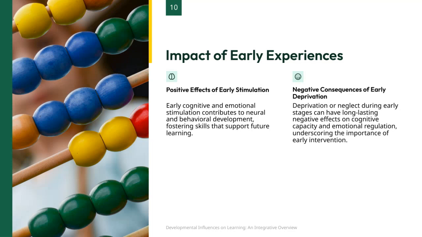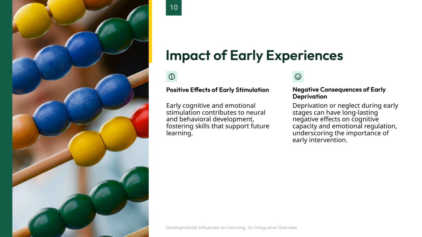When we look at the impact of early experiences, it's clear that the kind of stimulation children receive plays a crucial role in their development. Positive early stimulation, both cognitive and emotional, really helps shape the brain's growth and behavior. This kind of nurturing supports the development of important skills that children will rely on as they continue to learn and grow. On the other hand, when children face deprivation or neglect in these early stages, the consequences can be quite serious. It can impair their cognitive abilities and make it harder for them to regulate their emotions later in life. This highlights just how vital early intervention is to ensure every child has a foundation they need for healthy development.